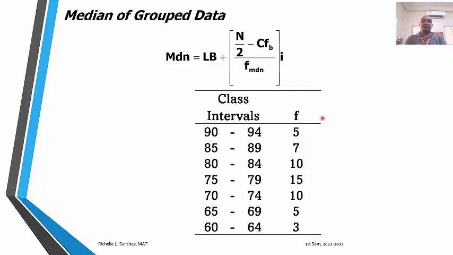And this is the median of the group data. So for the median of group data, we will be using this formula. Median is equal to LB, where LB represents the lower boundary, plus n over 2 minus the cumulative frequency before the median class, divided by the frequency of the median class, times i, the size of the class interval. So we have here our class interval. This is the same data as we used when we were computing the mean.